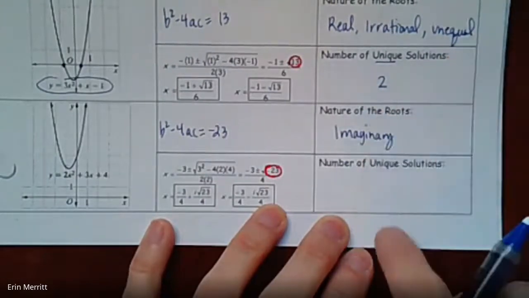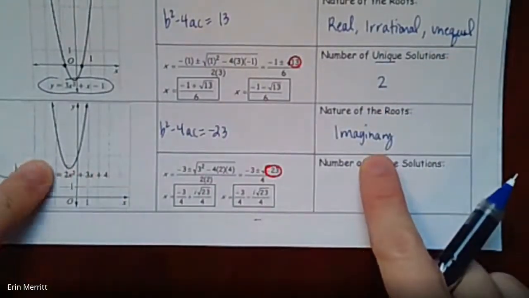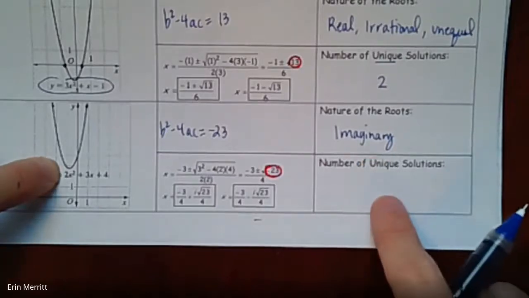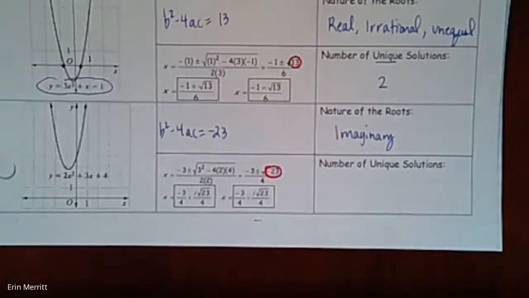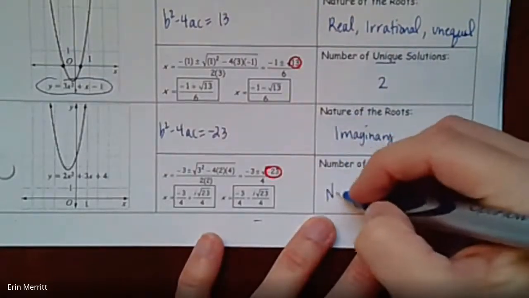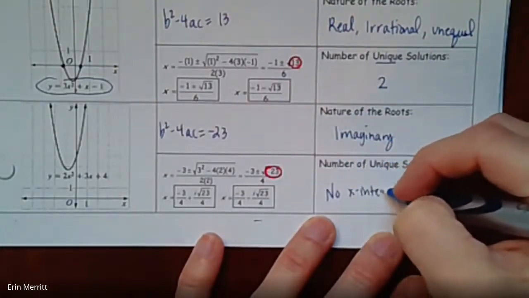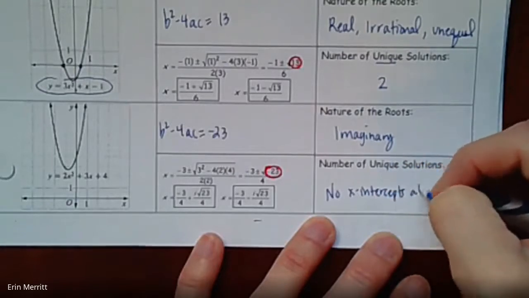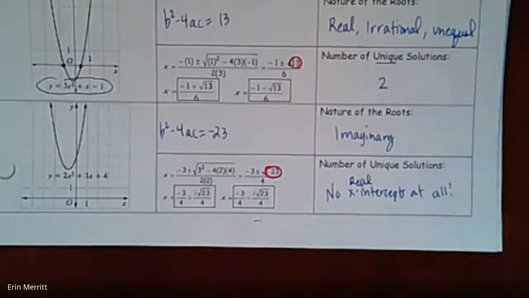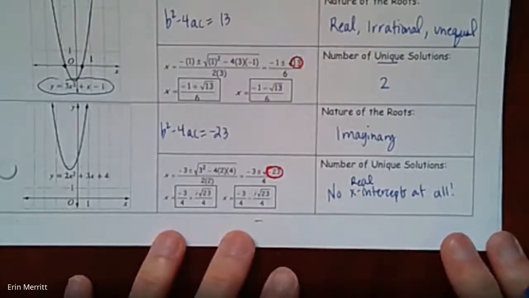which should make sense because come over here. It doesn't hit the x-axis. So when we say that they're imaginary, in terms of the number of unique solutions, we don't even really need to quantify that. You could say that there are two non-real solutions, but basically it's the idea that there are no x-intercepts at all, right? No real x-intercepts. So it does not hit the x-axis.